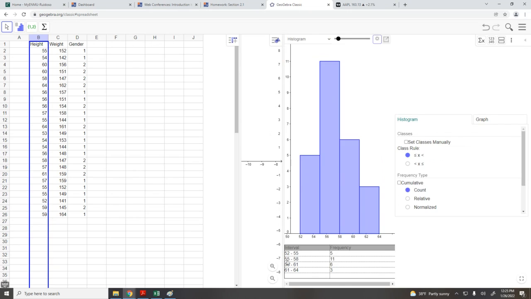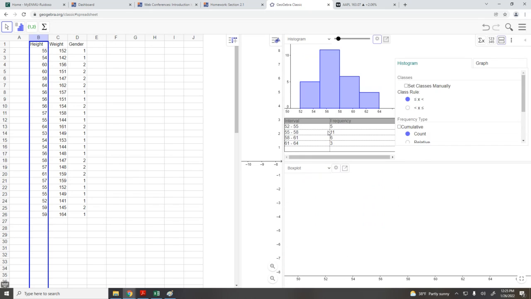52 to 55, 55 to 58, 58 to 61, 61 to 64, and so on. If you look at these values closely, then you will see that 52, 55, 58, 61 are the lower limits of each interval. And the right hand side, whatever we have, 55, 58, 61, 64, are the upper limits of those intervals. So here by default they are choosing that 3 is the width of the interval.